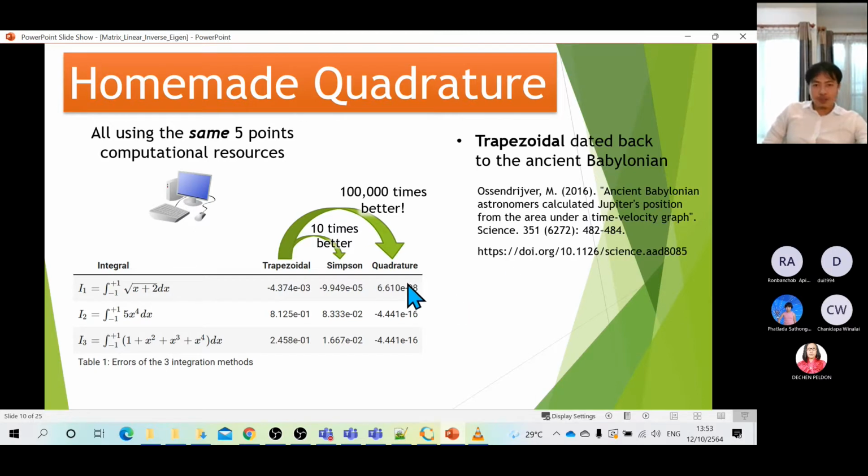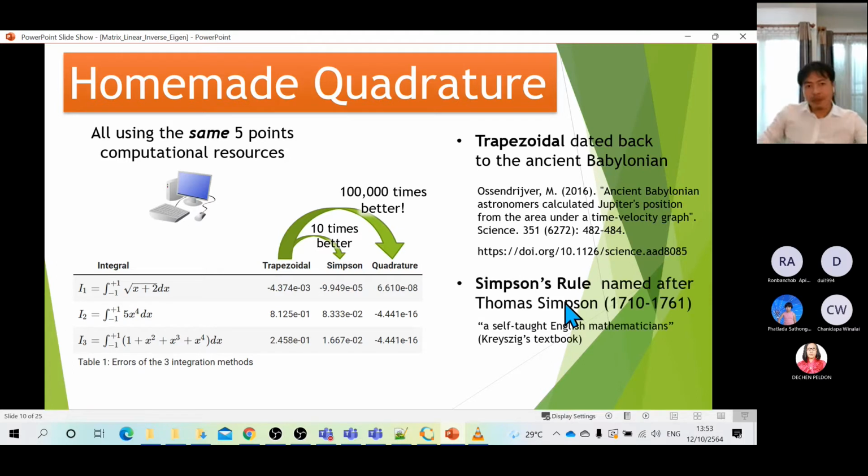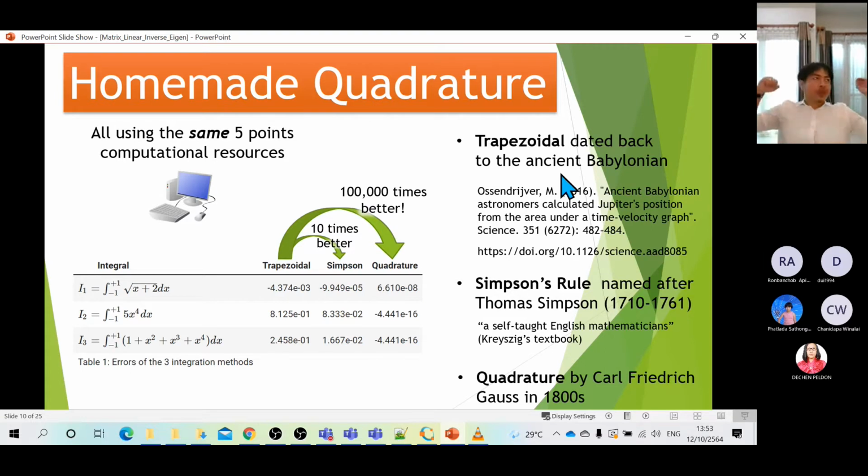What about Simpson's? 10 times better. Well, that's about 1700-something. Now Simpson was a self-taught mathematician. It's amazing how he could be self-taught. Now what about the quadrature? It turns out that maybe 50 years later, you get this guy by the name of Carl Friedrich Gauss, who invented this method that is 100,000 times better than the ancient Babylonians. How's that for an improvement?